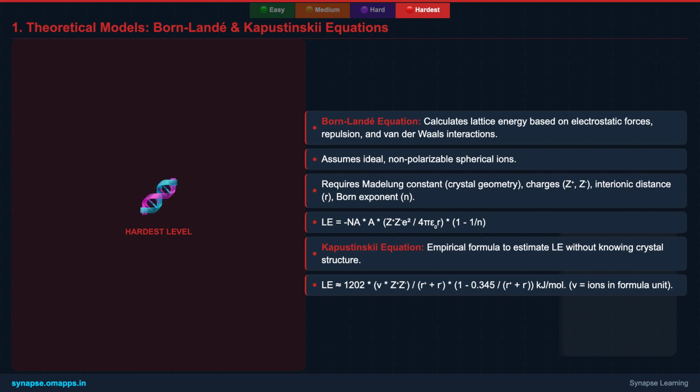However, for compounds where the precise crystal structure isn't known, the empirical Kapustinskii equation provides a useful approximation for lattice energy, requiring only the number of ions in the formula unit, their charges, and their ionic radii. These models are foundational but have limitations when covalent character becomes significant, highlighting the complexity of real-world chemical bonds.